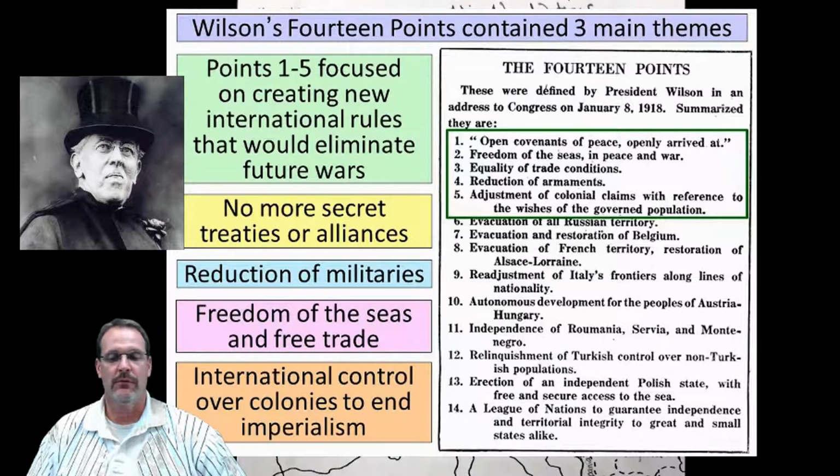Part of those 14 points is also the creation of a League of Nations, a group of nations that would basically cooperate to prevent future wars. So instead of fighting, we would basically discuss things.